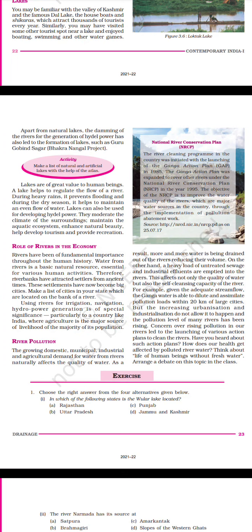For example, given adequate stream flow, the Ganga water is able to dilute and assimilate pollution loads within 20 kilometers of large cities, but the increasing urbanization and industrialization do not allow it to happen, and the pollution level of many rivers has been rising. Concern over rising pollution in our rivers led to the launching of various action plans to clean the rivers. Have you heard about such action plans?